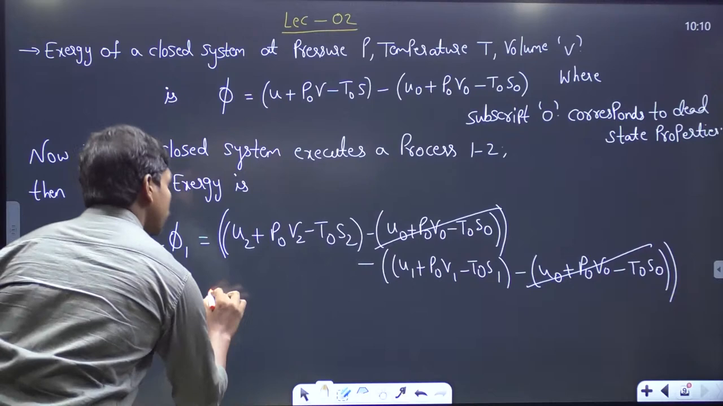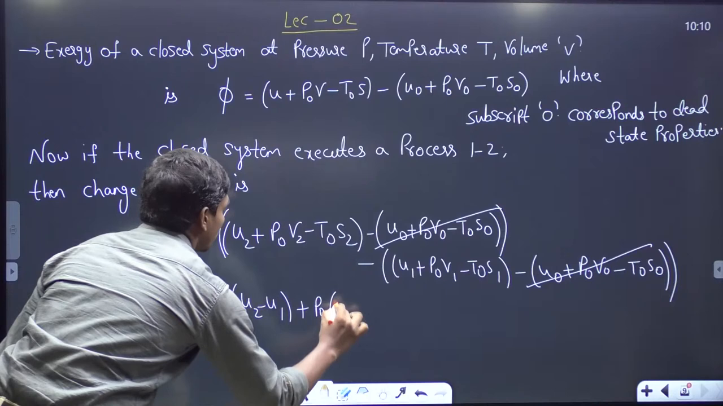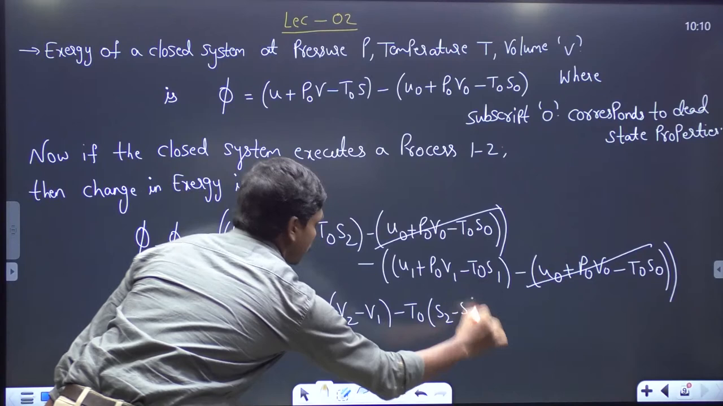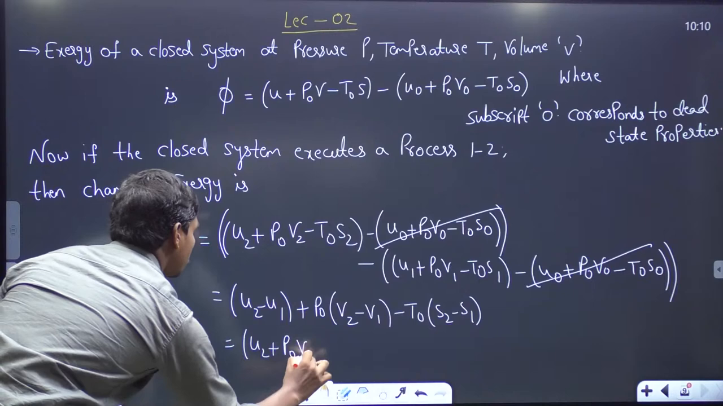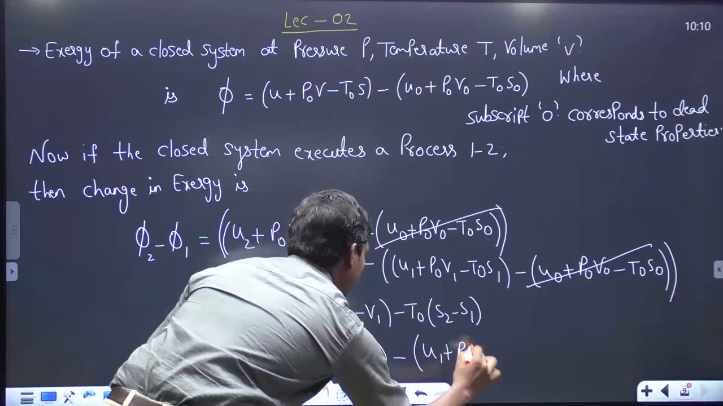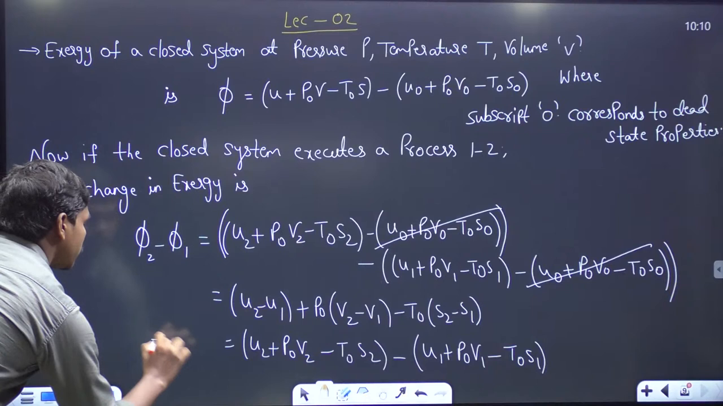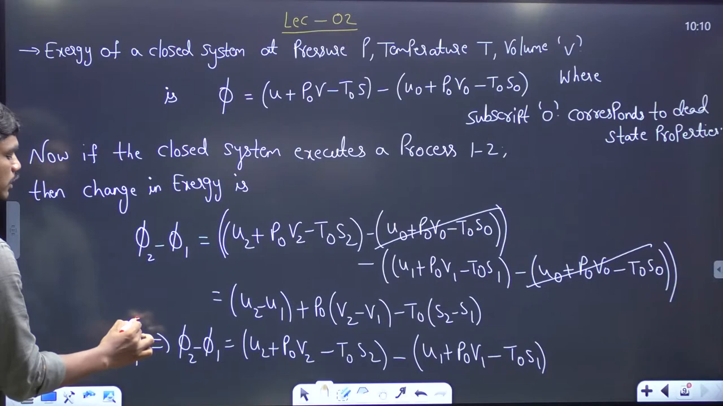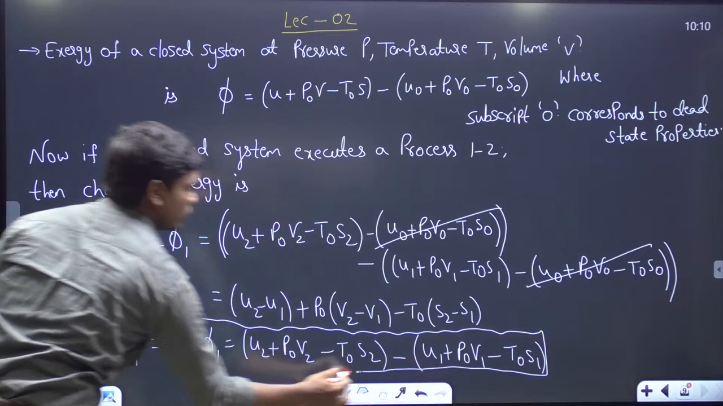This is equal to U2 minus U1 plus P0 into V2 minus V1 minus T0 into S2 minus S1. Okay. So this is equal to U2 plus P0 V2 minus T0 S2 minus U1 plus P0 V1 minus T0 S1. So this is the total exergy change when a closed system is executing a process from state 1 to state 2. Okay. So this is the total exergy change.